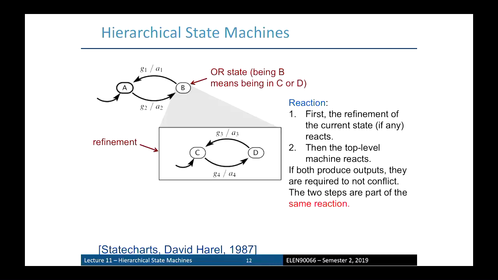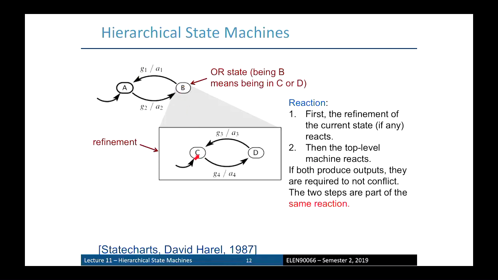Okay, so how many states technically would you think that this state machine has? 4? 3? It technically has 3 states. We call B an OR state because if you're in B, you're either in C or D. So it's not really a state, it's a pseudo-state, if you like. So this machine technically has 3 states, but keep that in mind. It can have 4, as we'll see soon, depending on if we remember the refinement, where we are in the refinement.